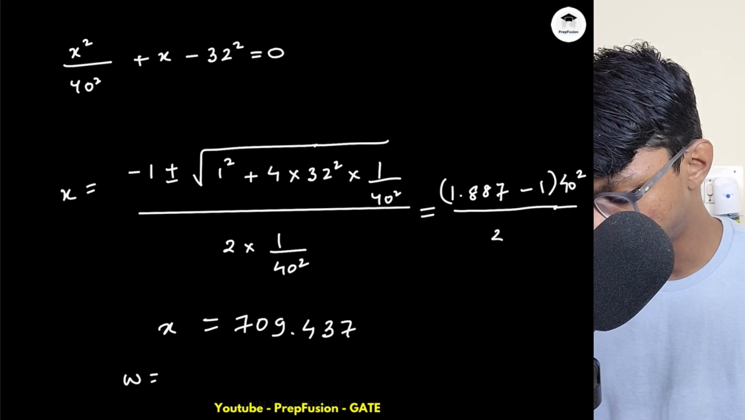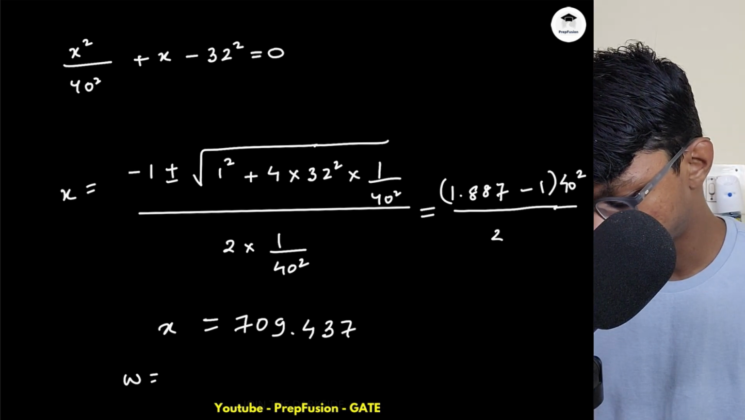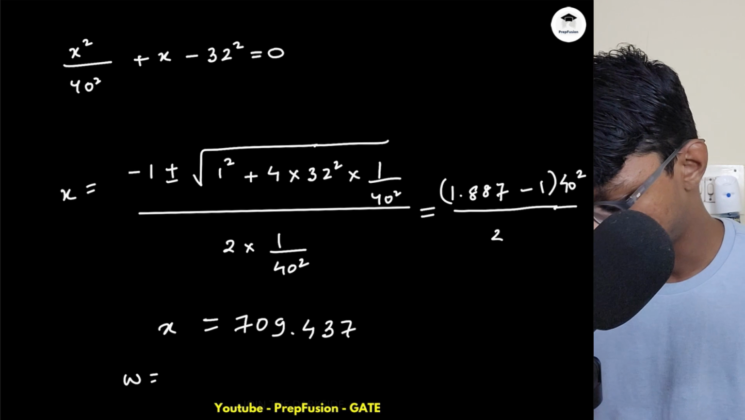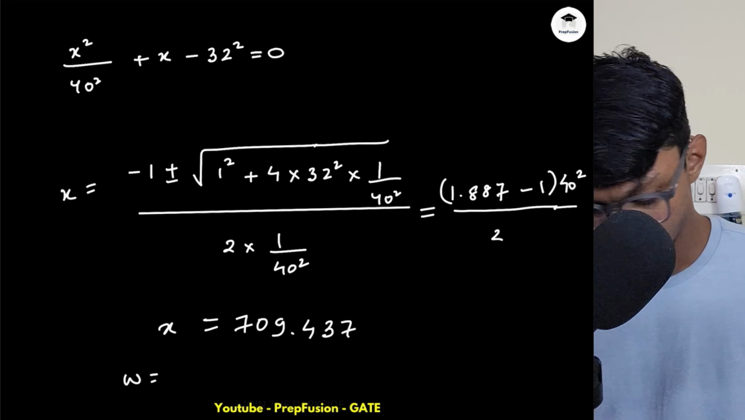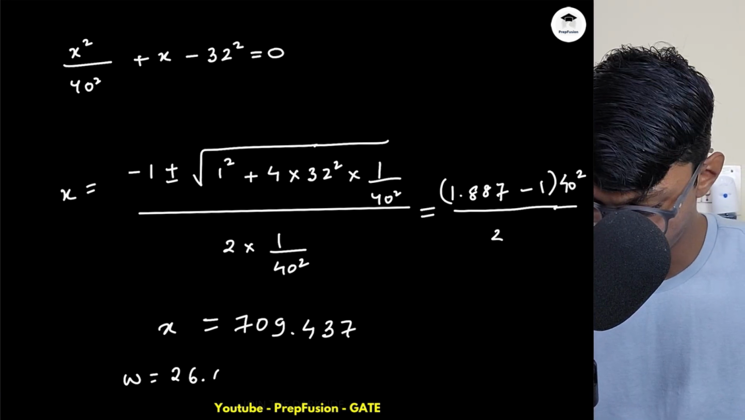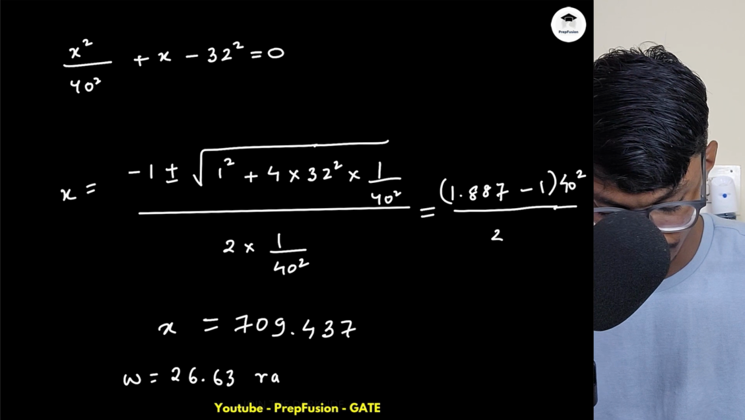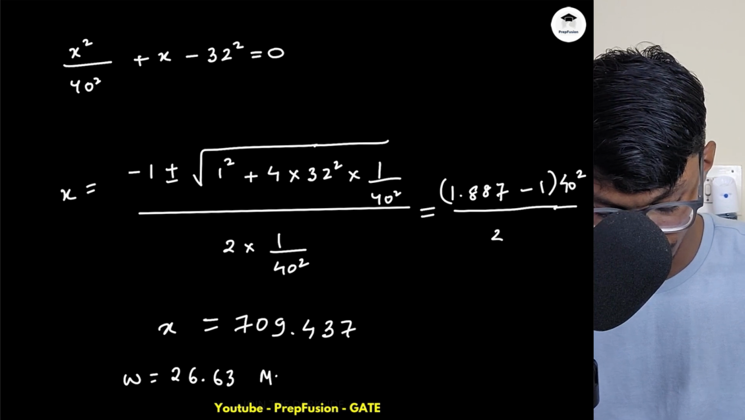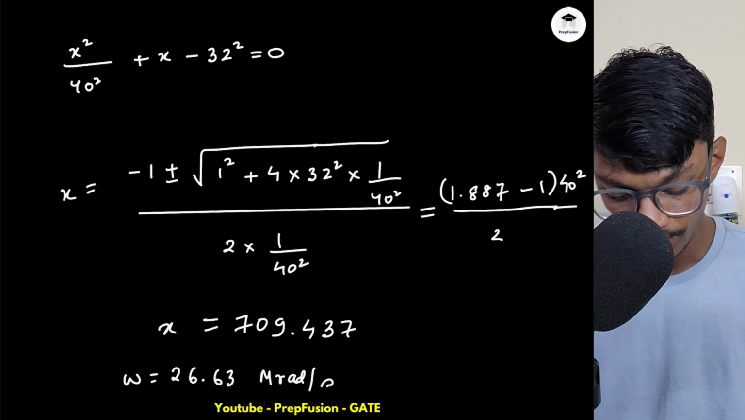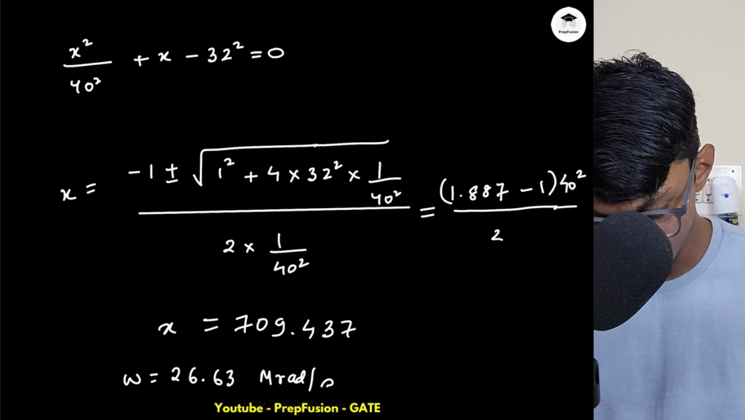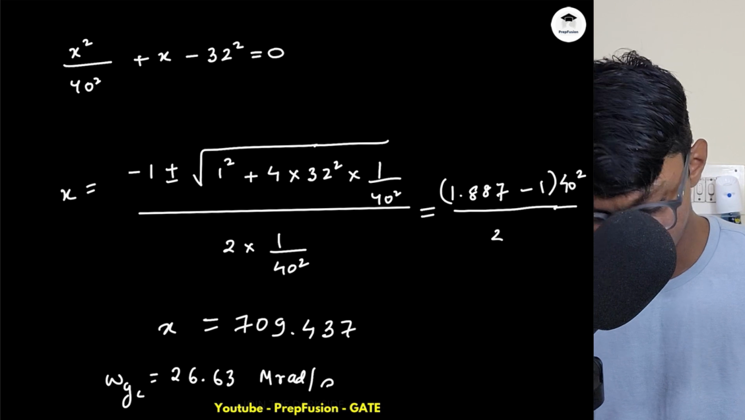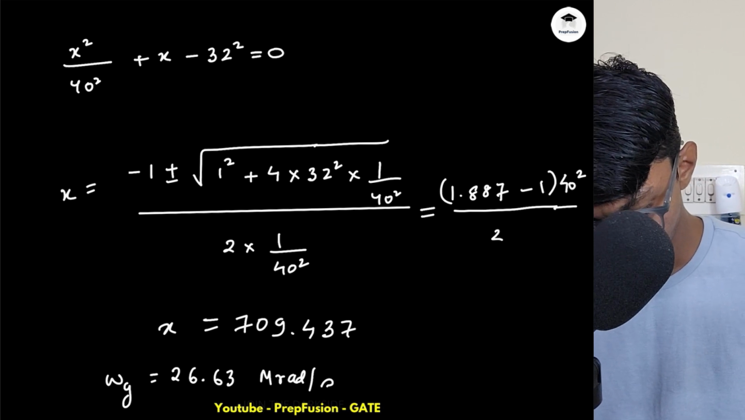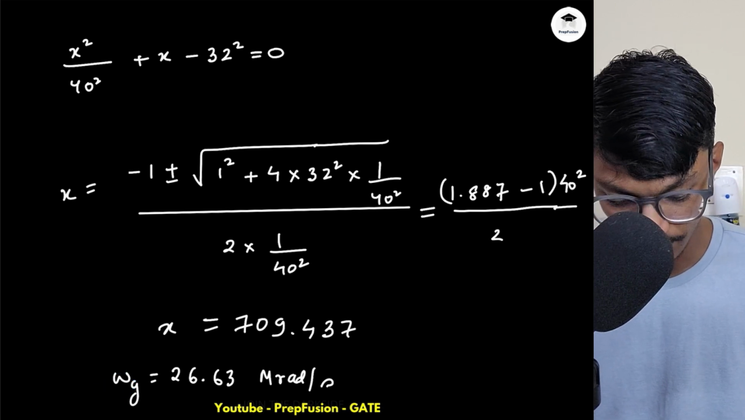So if I take the under root of this, 709.437 under root is 26.63 radian per second, mega radian per second. This is not radian, this is mega radian per second. So obviously this is my omega gc, gain crossover frequency, or omega g, whatever you want to say. Now obviously let's come to the interesting part, right?